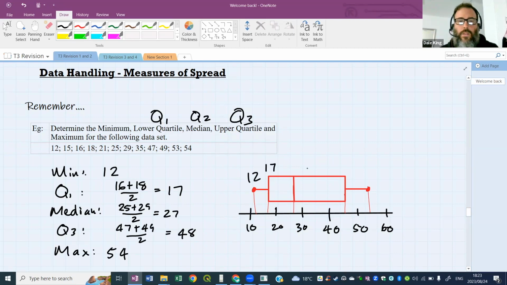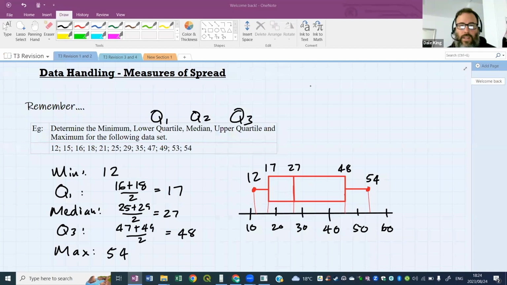So 12, 17, 27. Now I'm putting the numbers on here. You should always do that. You always write your numbers onto the diagram. Okay, there we go. The hand went up and the hand went down. Thank you, Tando, I was probably talking about the 45. All right, so there we go. There is our box and whisker plot with all the numbers on it, showing the spread of the numbers.